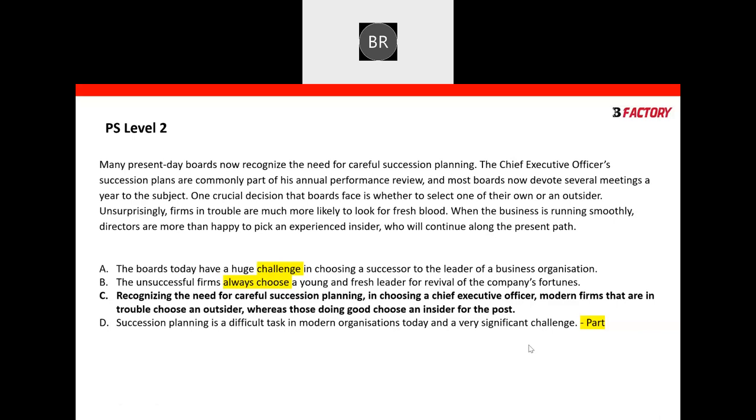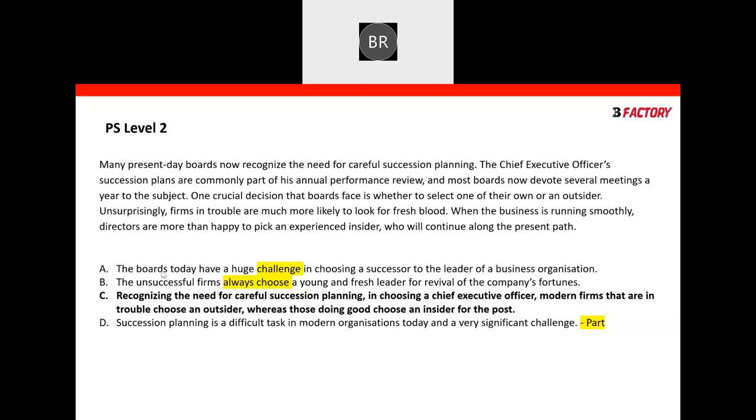Okay. Now, the correct answer is C, as many of you have pointed out. Let's look at C once. Recognizing the need for careful succession planning in choosing a CEO, modern firms that are in trouble choose an outsider, whereas those doing good choose an insider. Fair enough. See, why this is so is understandable.